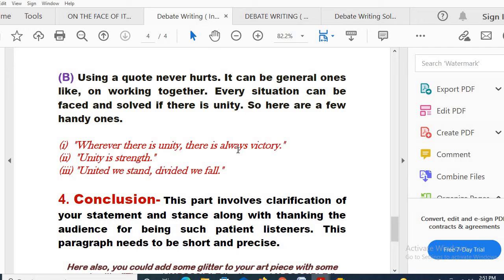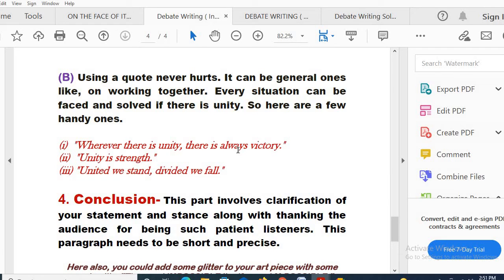Suppose you are writing on a debate that is related with national integration. Suppose you are writing a debate that is related with harmony, national harmony, harmony among the nations, among the states within our country. In that case, we can use these three quoted lines like unity is strength, united we stand, divided we fall. Wherever there is unity, there is victory, isn't it? We can quote all these lines.